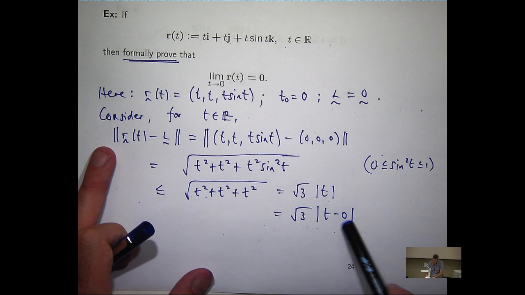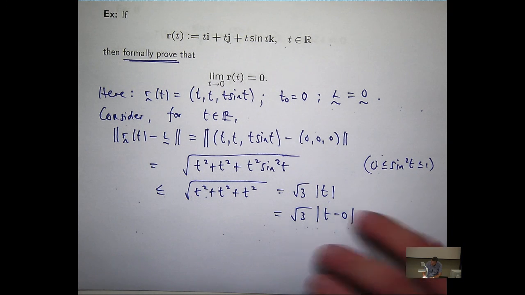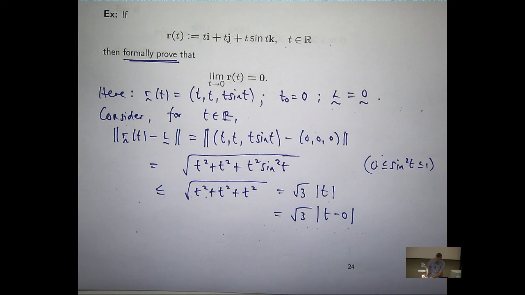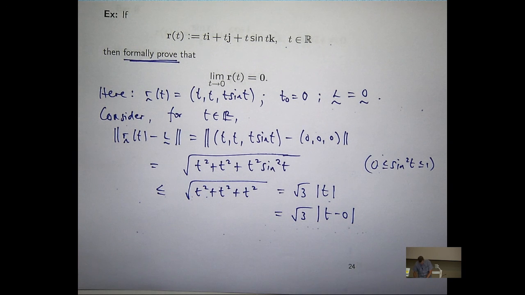Now, how can I make this whole thing strictly less than any given epsilon? Well, all I need to do is make this small enough. Anybody know how small? Almost. Epsilon on root 3, that's it. So let me just repeat that. I want to make this smaller than any given number, epsilon, right?